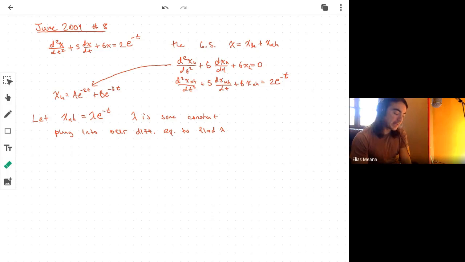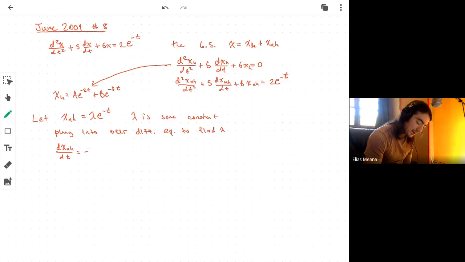So if we plug this into our diff EQ, that means we need to know the first derivative. So what is the first derivative? This is pretty easy. Our first derivative is just minus lambda e to the minus t. Oops. And then if we take our second derivative here, we just get regular lambda e to the minus t again.